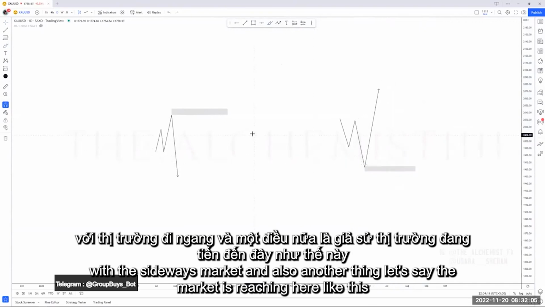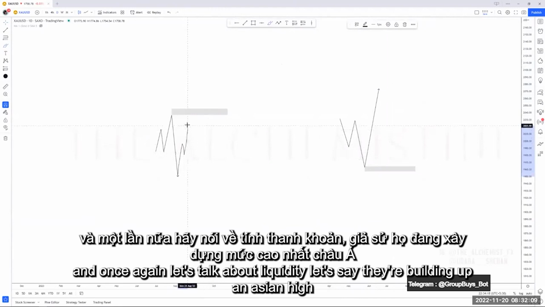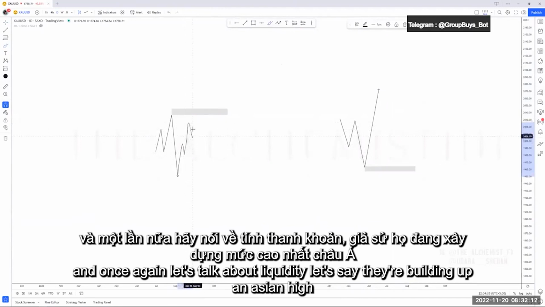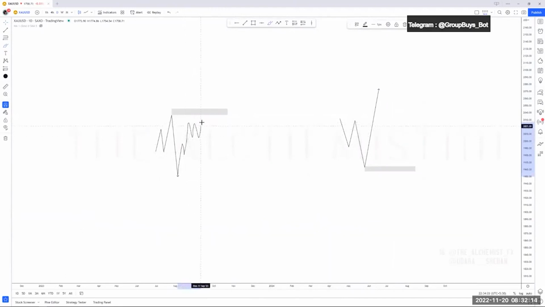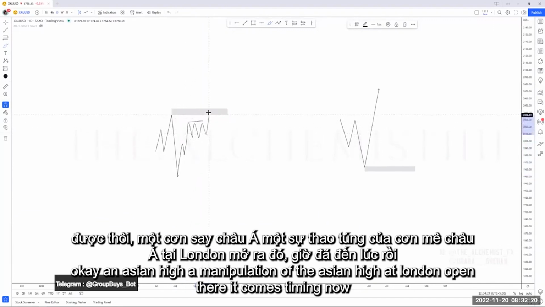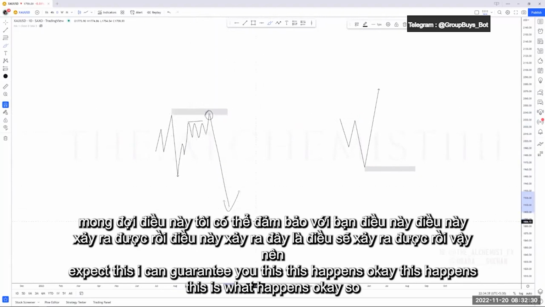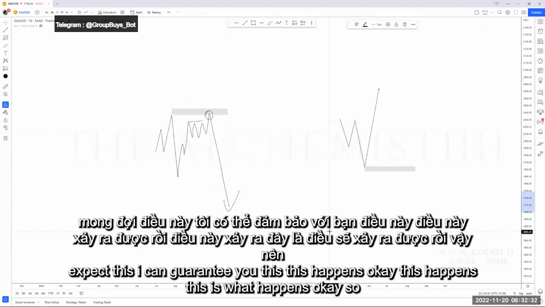And also another thing, let's say the market is reaching here like this. Once again, let's talk about liquidity. Let's say they're building up an Asian high, and there is a manipulation of the Asian high at London Open. There it comes, timing now. Let's say price is reaching here with timing after a manipulation of a high. Even then we can expect this. I can guarantee you this happens.